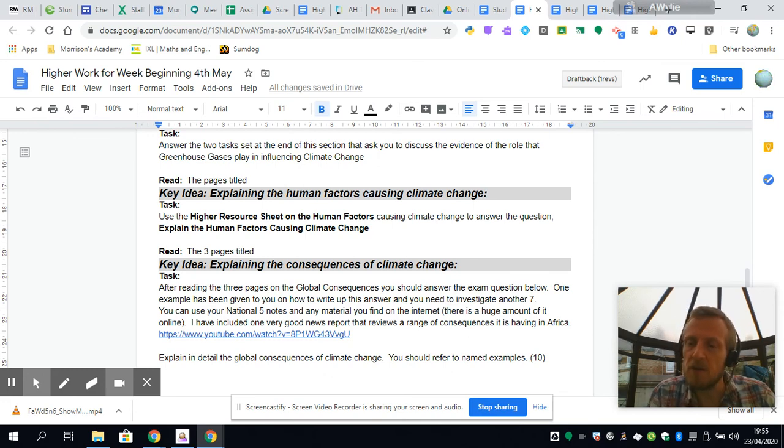And I've shown you how to write up one consequence, and I'm asking you to do another 7. Even though it's a 10-mark question, not all your marks come from explaining a consequence, they actually also come from the examples that you give to support your points. Okay, so this will be a marked piece of work, as will be your explaining the human factors and explaining the physical factors. So 3 of these 5 tasks will actually have an exam mark allocated to them.